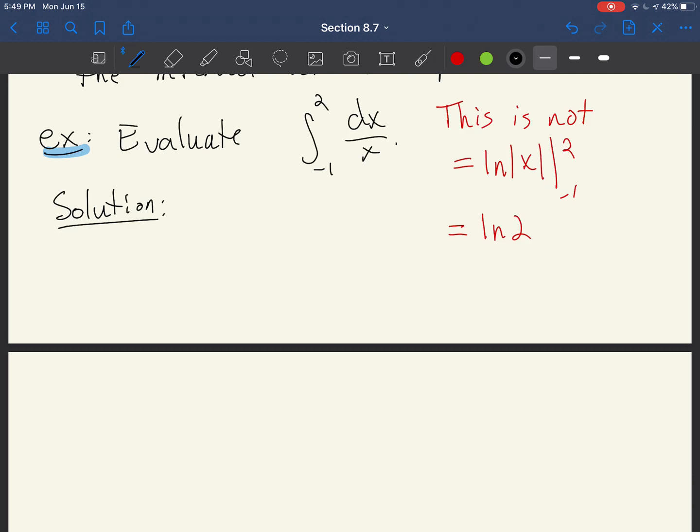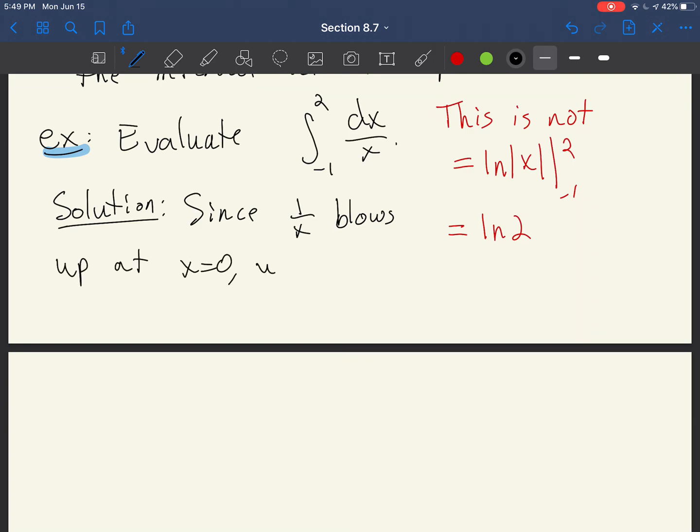So always when you see definite integrals, you need to stop and ask yourself, is there something else going on here? Looking at this, you have 1 over x as your integrand. That is not defined at 0. And we are integrating over 0. 0 is in our interval, -1 to 2.